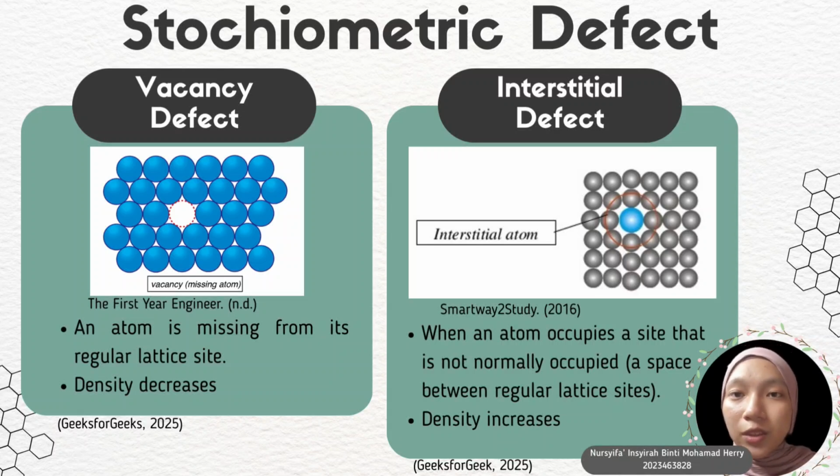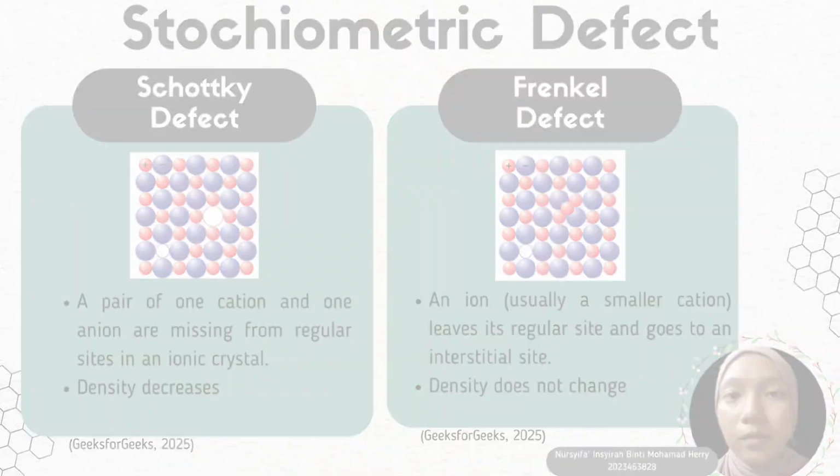Next is interstitial defect, which occurs when an atom occupies a site that is not normally occupied, which is located in a space between regular lattice sites. Because extra atoms are present while volume stays similar, density increases.